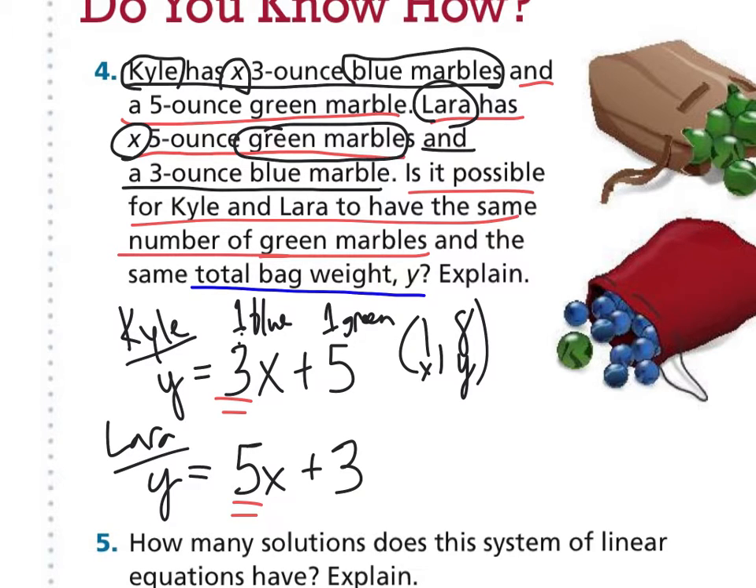For Laura, x was the green, so that would be 1 green, and we already knew she had 1 blue. So it ends up, basically they both have 1 of each marble. This question is probably not the best one for us to take the equations and interpret by saying that we have 1 solution and that they can have the same amount of marbles, because they use the same variable for different colors of marbles, okay?